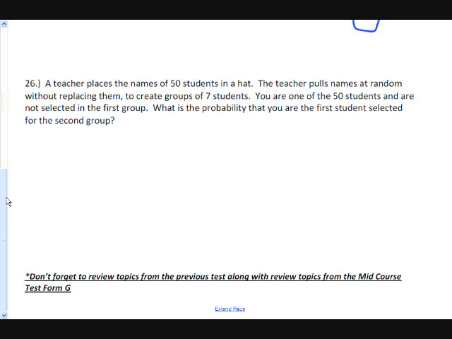We started with 50 students in this hat. The first round has already passed, so 7 students have already been selected from this 50. We started with 50 students. 7 have already been selected, so now we're down to 43 students in the hat. And we're about to start the second trial of this thing. We want to know if you're the first student selected out of the hat for the second group. Well, there's only 43 names left. You're the only one who has your name on that slip, so there's one of you out of 43 students left in the hat. So this is just a 1 out of 43.